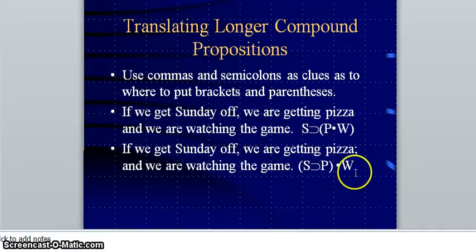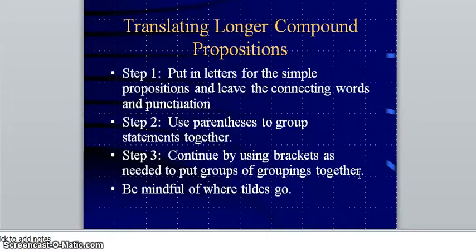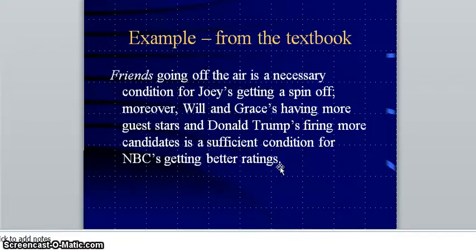So once again, it's based on how we see it, then that's how we write it. Now, it sounds complicated. It's not as bad. Let's use an example, and I'm going to hurry. So we're going to put in letters for the simple propositions. Basically, we're assigning each term a letter, and we're going to leave the connecting words and punctuation. We're going to use parentheses for groups, and then we're going to continue to use brackets to put groups of groups together, and just remember where tildes go. So let's look at an example.